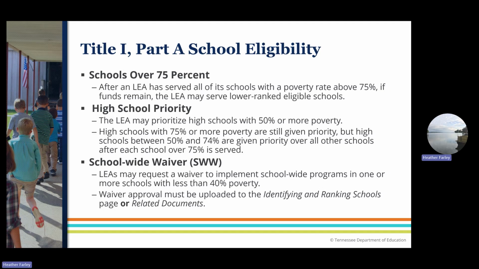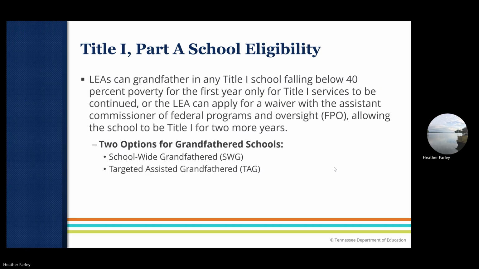And I do have some information on, I think, the best method to utilize for schools that have fallen below 40% the first year. The first year a school falls below 40%, LEAs have the ability to grandfather them in for the first year only. However, if you want to, you can go ahead and request a waiver. But if you grandfather it in the first year and then the following year it is still below 40%, you must get a waiver.